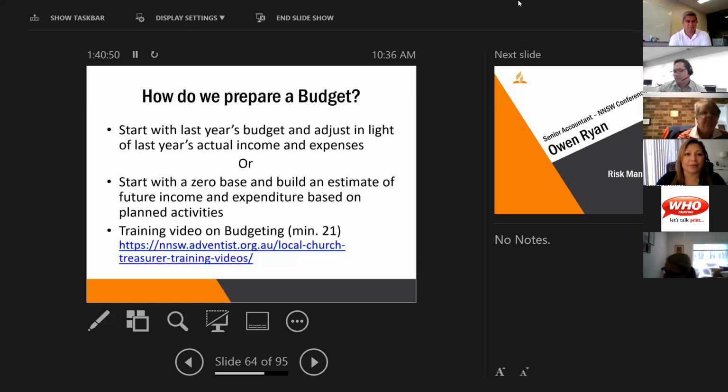So how do we prepare a budget? There are a few ways to approach this. You can start with last year's budget and then adjust it to reflect actual income and expenses. Or you can start with a zero base and build an estimate of future income and expenses based on the church's planned activities. It's important to do this in consultation with the pastor and each department or ministry leader. And for more detail, please refer to our training video on budgeting on our conference website from minute 21. Thank you.